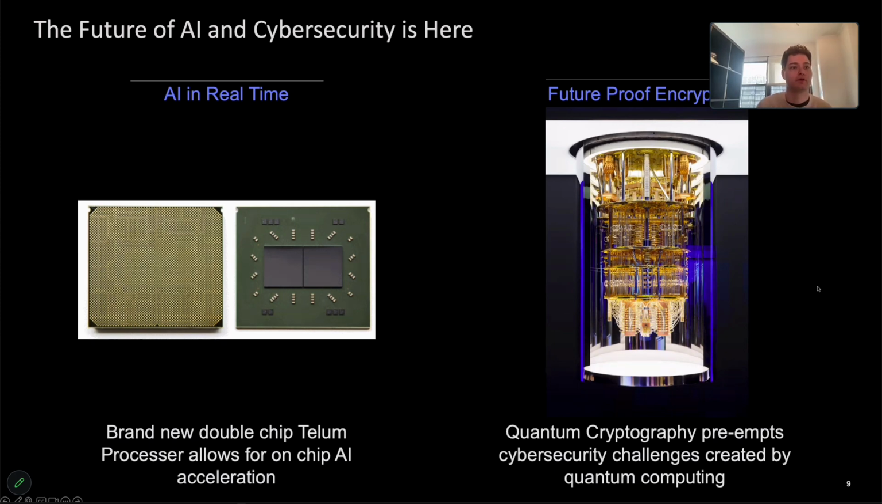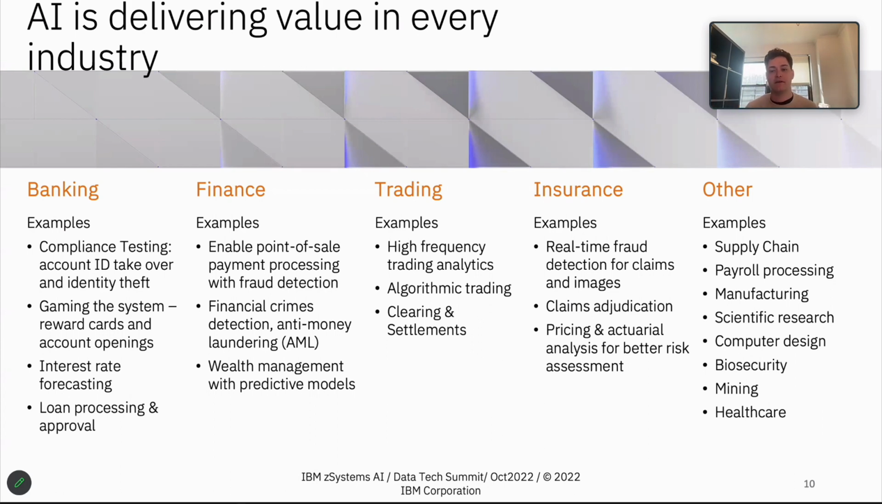Cool. So, AI is everywhere. You can't go more than 2 hours without seeing a new AI headline. But really, the industries in which it's delivering the most value are the industries that are using IBM Z machines the most. So in banking and finance with interest rate forecasting, loan processing, anti-fraud detection, within trading with algorithmic trading, within claims processing for insurance companies, and then deep into scientific research, even biosecurity, mining, healthcare. These are all high transactional industries. So they use a mainframe and they can develop amazing AI solutions because of how much data they're sitting on.